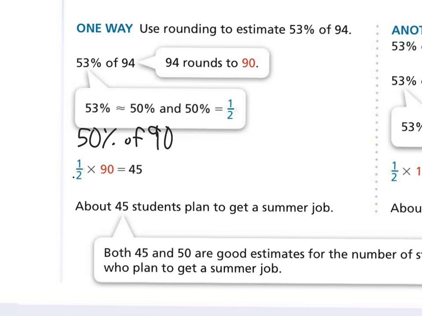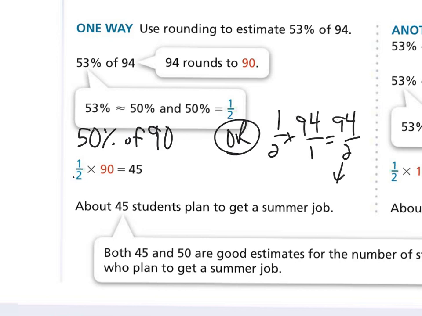Another thing we could do, we could keep the 94 the same. If you wanted to, we could do half of 94. And if you work that out, it would be 47. So 47 is probably a little bit closer of an estimate. The actual answer, if we worked it out exactly, would be 49 and 82 hundredths, which obviously it's an estimate because we can't have a non-whole number answer for this problem. It's how many people are going to get a summer job.